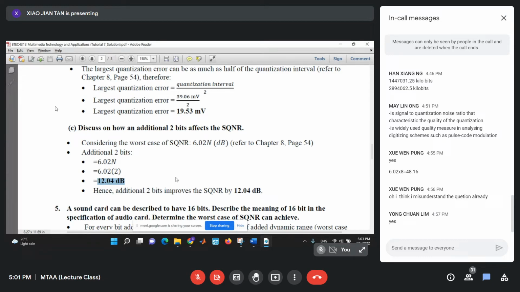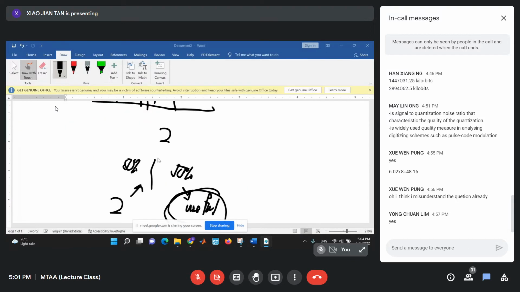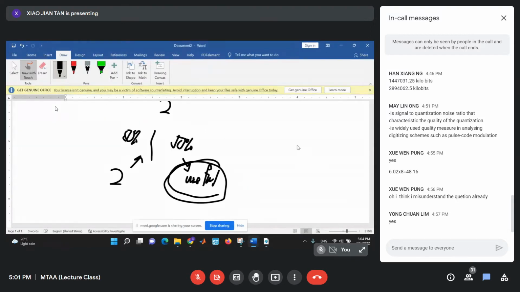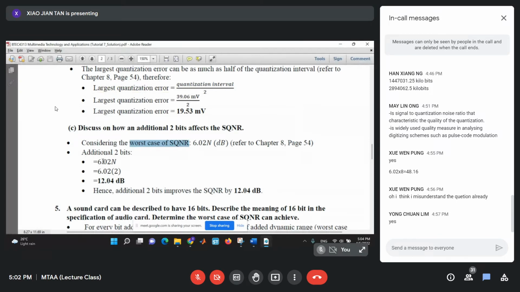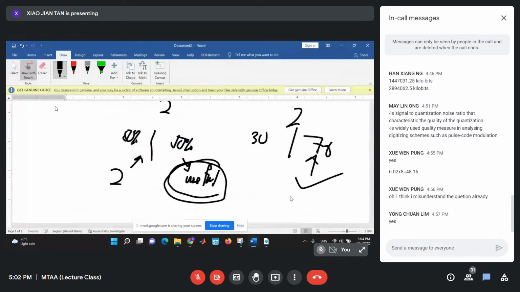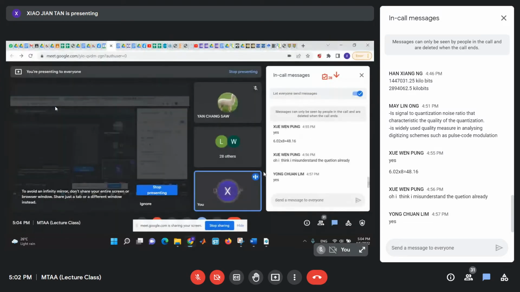But this is the worst case only. Usually the SQNR won't reach this worst case. Let's say it is not 50% but maybe only 30% and 70%. Which means the additional 2 bits will get an additional 70% of this amount introduced to improve your audio system. Okay, can you understand that one? Any doubts on this one?